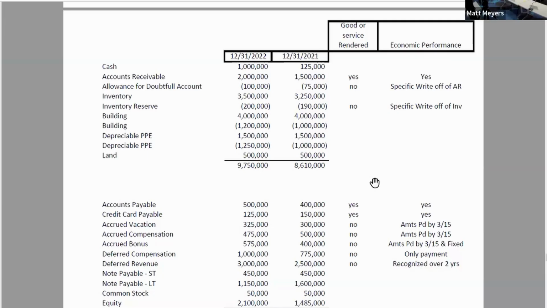Allowance for doubtful accounts: good or service, no. Economic performance is when you have a specific write-off of the AR. Inventory reserve, no. Good or service rendered, but specific write-off of the inventory. Accounts payable, good or service rendered, economic performance, yes. Credit card payable, yes.